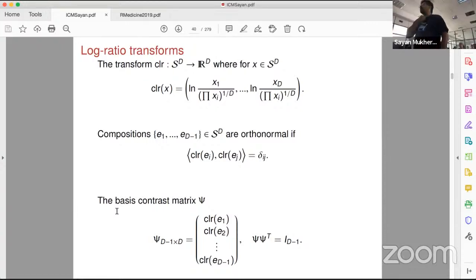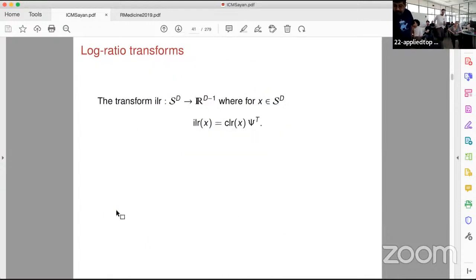Okay. Now what you can do on top of that is you can look at the simplex, which is d minus one dimensional, and you can write down the orthonormal basis in theory. Okay, I'll tell you how to do it in a second. But in theory, you can write out an orthonormal basis. And this is sometimes called a contrast matrix. It's d minus one by d, and has this orthogonality in this transformed space. Okay, and so there's something called the ILR, which is you take your CLR and you just multiply it by the basis.